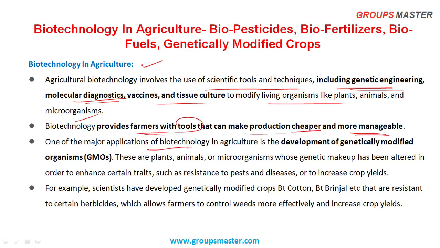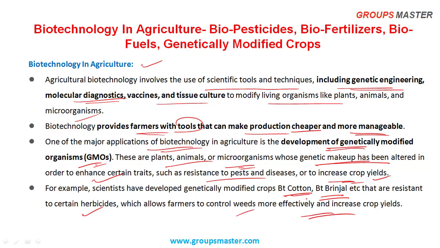One of the major applications of biotechnology in agriculture is the development of GMOs, genetically modified organisms. These are plants, animals or microorganisms whose genetic makeup has been altered in order to enhance certain traits such as resistance to pests and diseases or to increase crop yields. For example, scientists have developed GM crops such as BT cotton and BT brinjal etc. that are resistant to certain herbicides, which allows farmers to control weeds more effectively and increase crop yields.